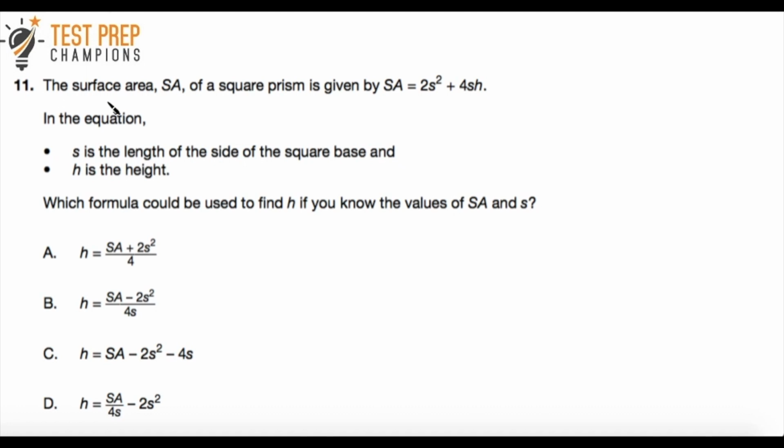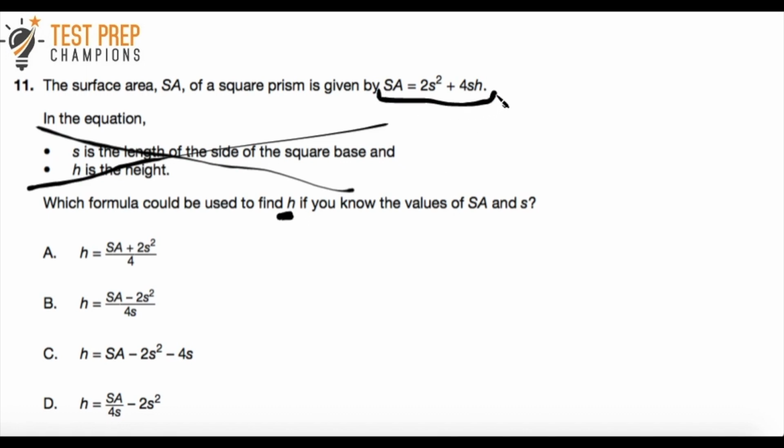And basically what we're going to do here is, again, a lot of this information just doesn't matter in these questions, right? So we don't care. S is the length of the side of a square base. H is the height. We don't really care here. All we need to know is we're trying to find a formula that you could use to find H. So basically, we're just going to take this equation here, and we're going to solve the equation for H.